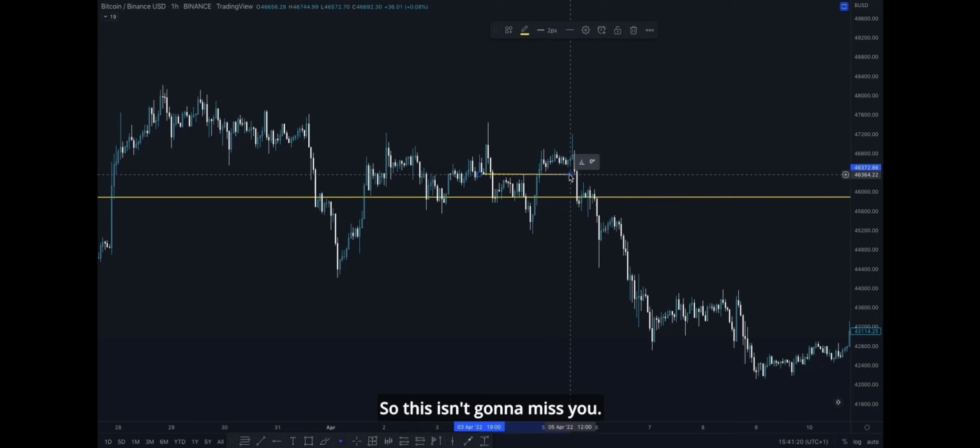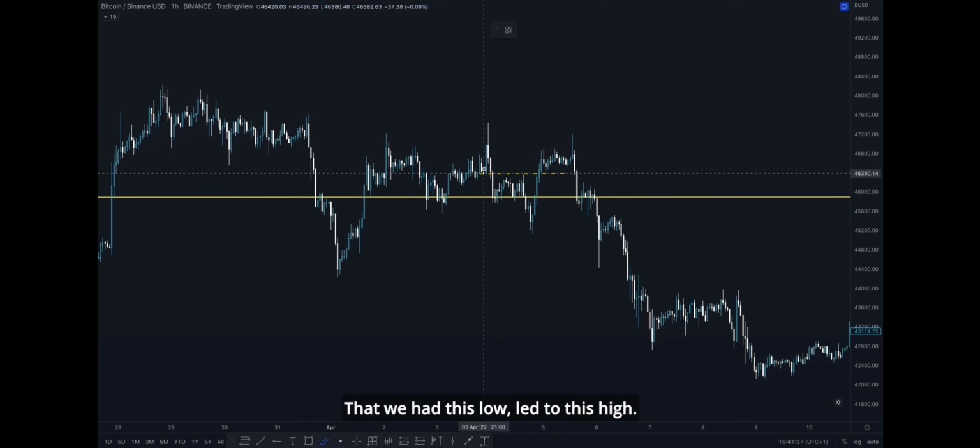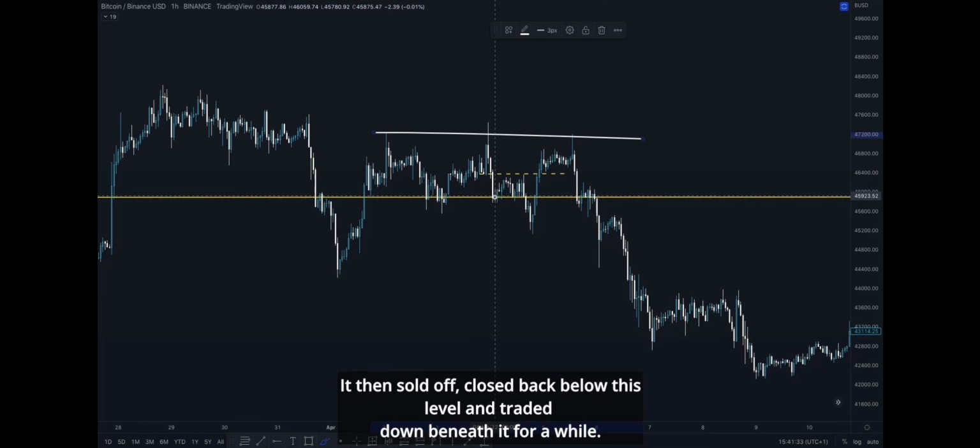So this isn't going to miss you. This happens much slower than you think. You just need to be conscious of it in real time. That we had this low led to this high, which swept out all this liquidity. It then sold off, closed back below this level, and traded down beneath it for a while.